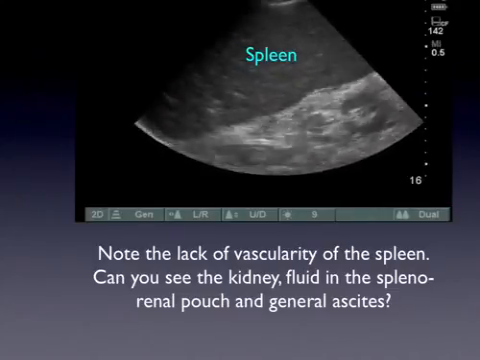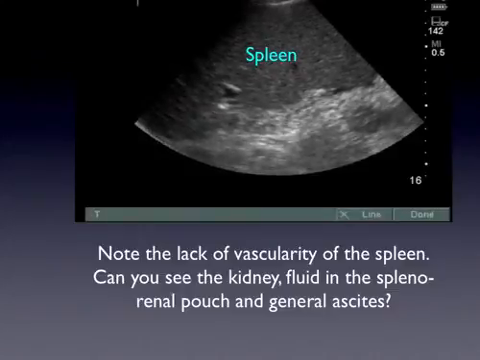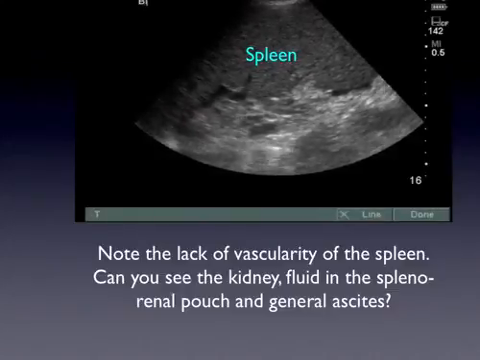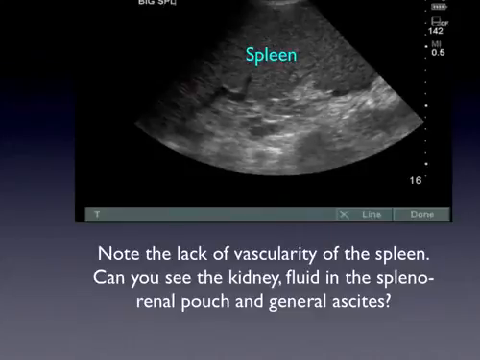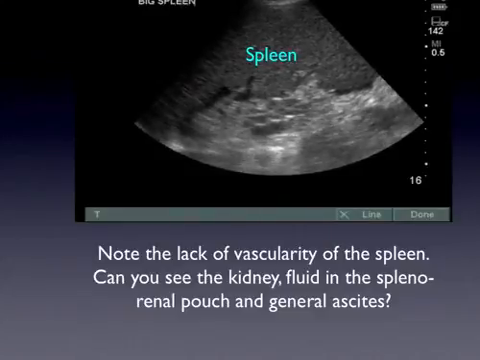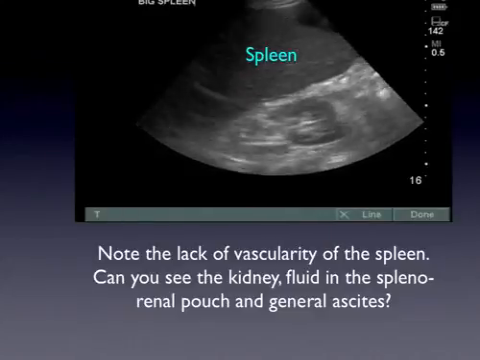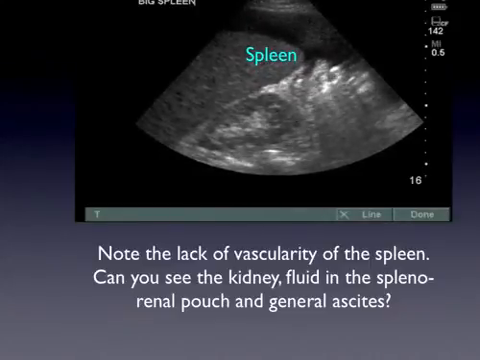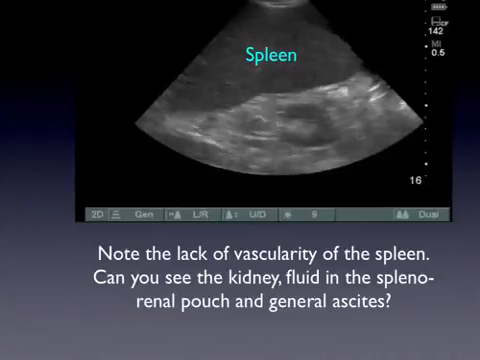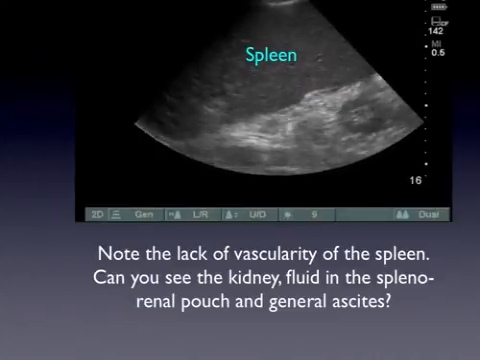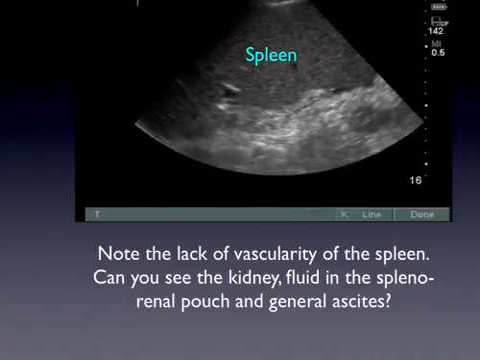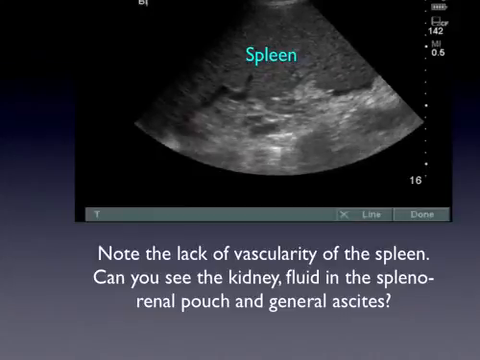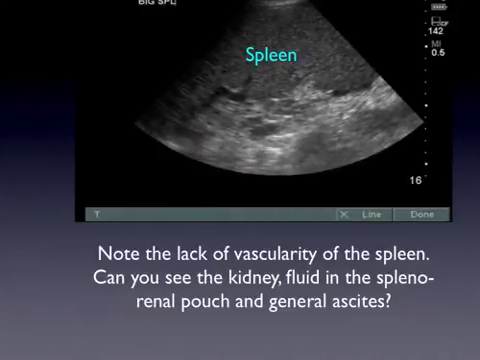Now over here, this is the opposite side, and if just shown this image, one could be a little confused and say, is this the liver or the spleen? But note that the vascularity of the spleen is much different than the vascularity of the liver. It's a relatively avascular structure. Now, can you see the kidney, the fluid in the splenorenal pouch, and the general ascites? So take a close look at the imaging here.